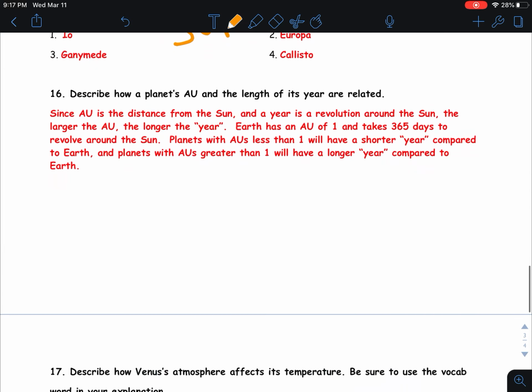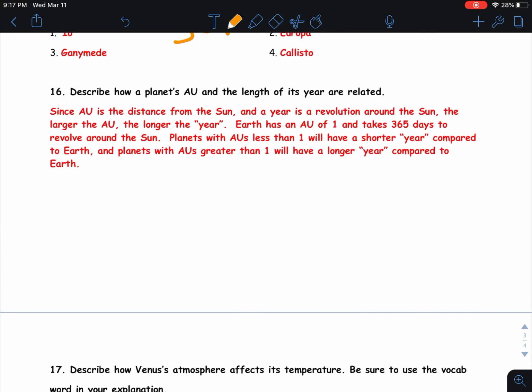Okay, describe how a planet's AU and the length of its year are related. Since AU is the distance from the sun, and a year is a revolution around the sun, the larger the AU, the longer the year. Earth has an AU of 1 and takes 365 days to revolve around the sun. Planets with AUs less than 1 will have a shorter year compared to Earth, and the planets with AUs greater than 1 will have a longer year compared to Earth.